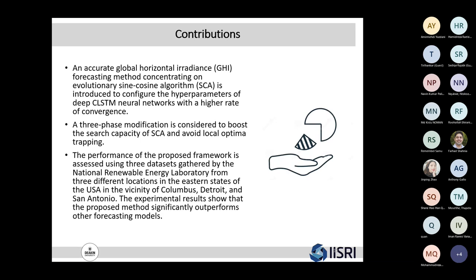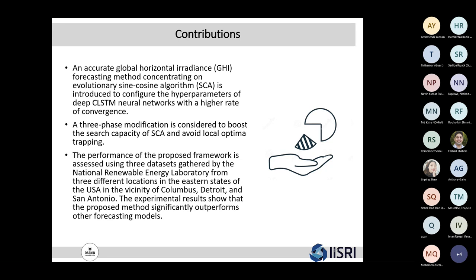And what is our main contribution? We have proposed an accurate global horizontal irradiance forecasting model concentrating on the evolutionary sine-cosine algorithm to configure the hyperparameters of deep CLSTM neural networks with a higher rate of convergence. We have considered and introduced a three-phase modification for the first time to boost and enhance the searching capability of the SCA algorithm, and we have done our best to avoid local optima trapping.